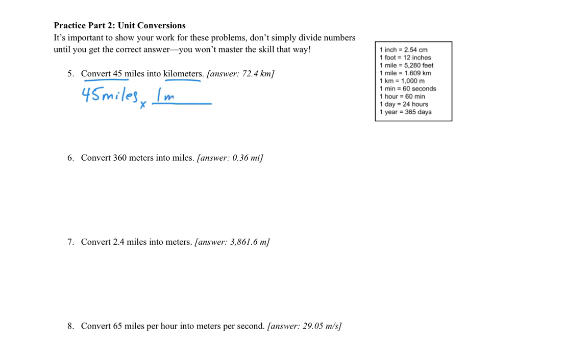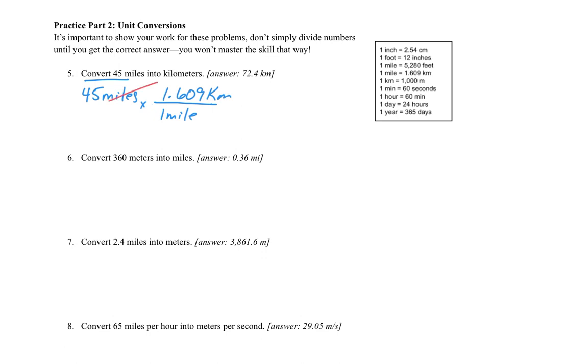So 1 mile is 1.609 kilometers. Uh-oh, did you see I made the same mistake again? Boy, I better get this right. That is not correct. So I see that, no big deal. I just go ahead and I fix it. I say, oh, well, wait a minute. 1 mile goes on the bottom, and 1.609 kilometers goes on the top.